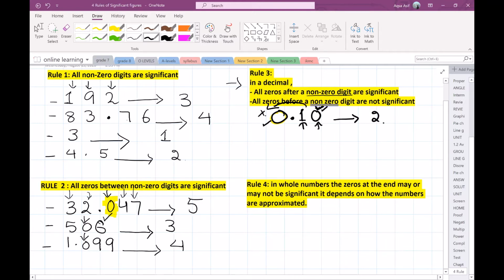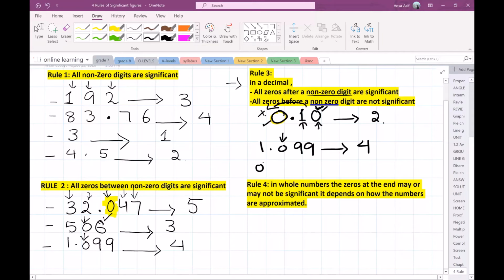Let's take another example. 1.099. Okay, all zeros after a non-zero digit are significant. So this 0 is after a non-zero number. So this will be considered as a significant number. So in order to count it, 1, 2, 3, 4, we have 4 significant figures in this particular question.